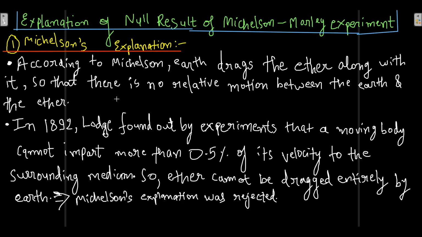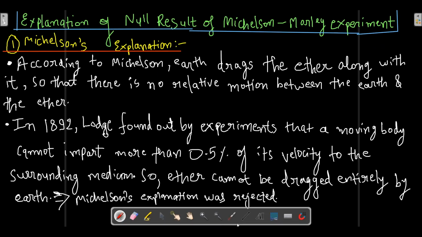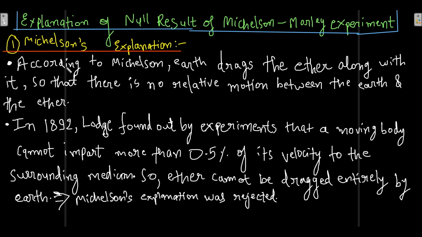As ether drags along with earth, there is no relative motion between the earth and the ether, and as there is no relative motion between the earth and the ether, that's why there is delta n equal to 0. And this came out from the fact that earth is dragging ether along with it.